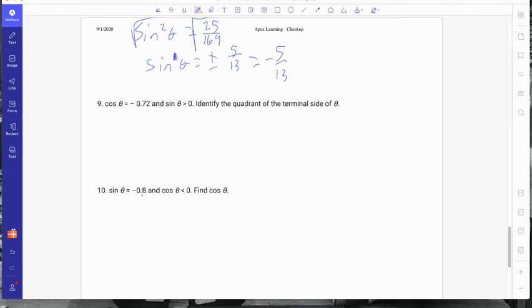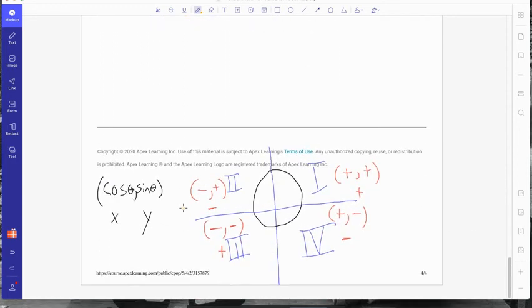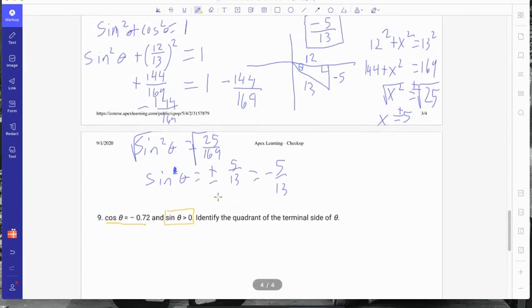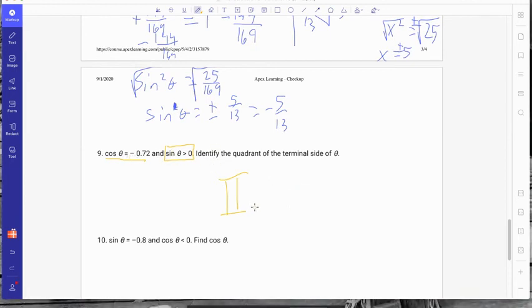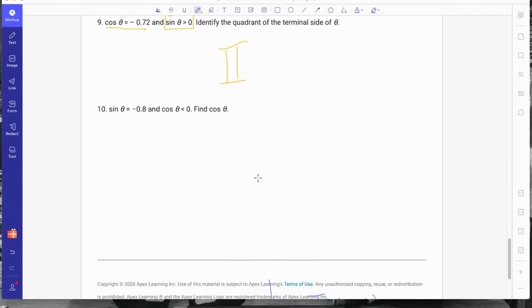Okay, so we have cosine of theta is equal to negative 0.72. Oh, sorry, the next one, I was looking ahead of 10. My apologies. We want to identify the quadrant of the terminal side of theta. We know our cosine is negative, but my sine is going to be positive. So where is cosine negative and sine positive? The only place where cosine is negative and sine is positive is in the second quadrant. That's all we needed to know. Where would that be? What quadrant? Quadrant 2.